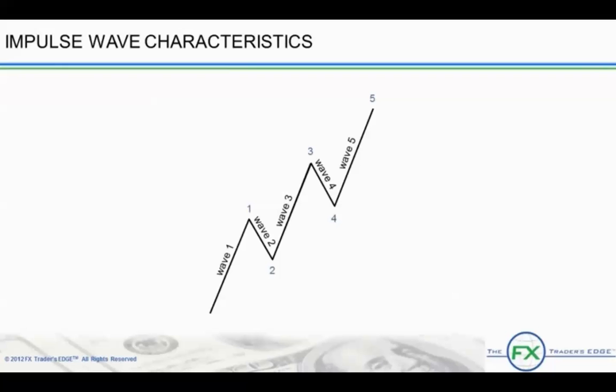Note the 3 rules which cannot be broken which we learned so far. 1. Wave 2 never retraces more than 100% of wave 1. 2. Wave 3 is never the shortest wave. And 3. Wave 4 does not enter into the same price territory as wave 1.